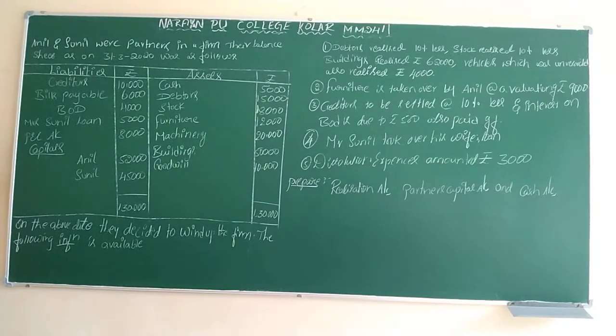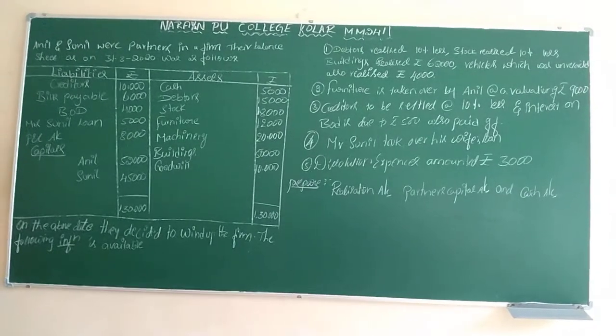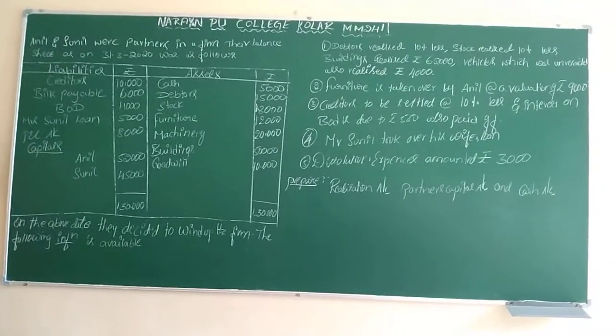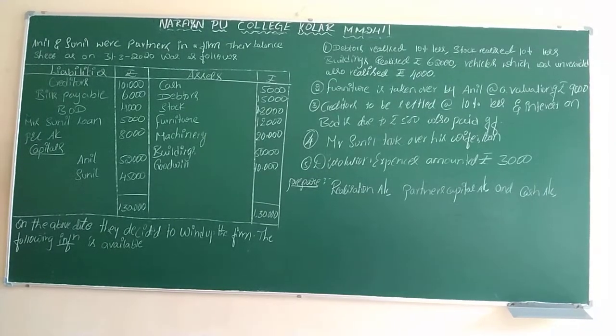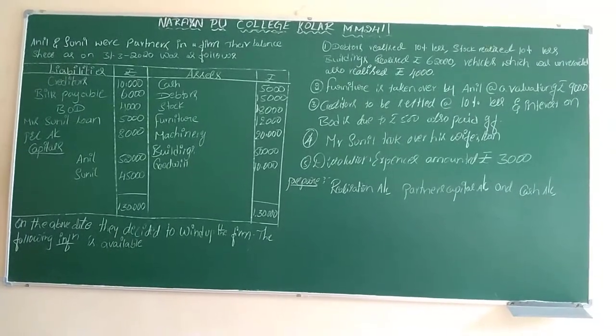Here, the content given is: Anil and Sunil were partners in a firm. Their balance sheet as on 31st March 2020 was as follows. The balance sheet gives liabilities and amounts, and assets and amounts. Under liabilities: creditors, bills payable, bank overdraft, Mr. Sunil's loan, profit and loss account, and capitals. Under assets: cash, debtors, stock, furniture and machinery, buildings and goodwill.